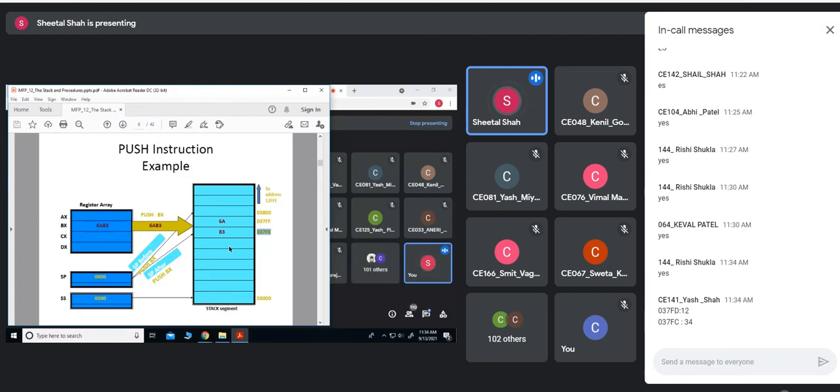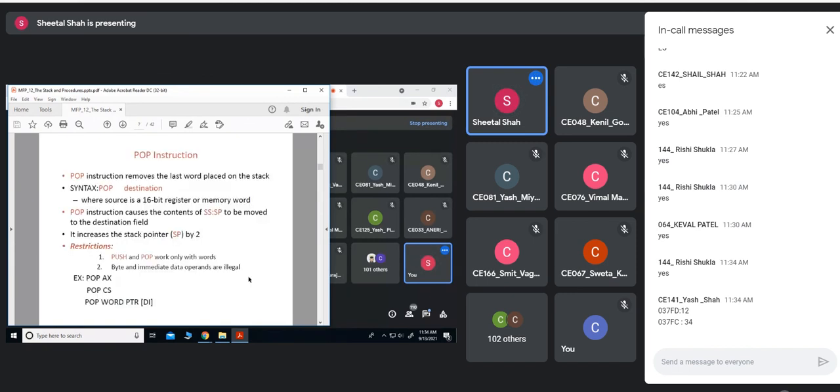This is how the push instruction would work. So you can see that the stack grows in this direction. Initially the stack pointer is pointing to the maximum address, and then the stack grows in this direction. Follow?